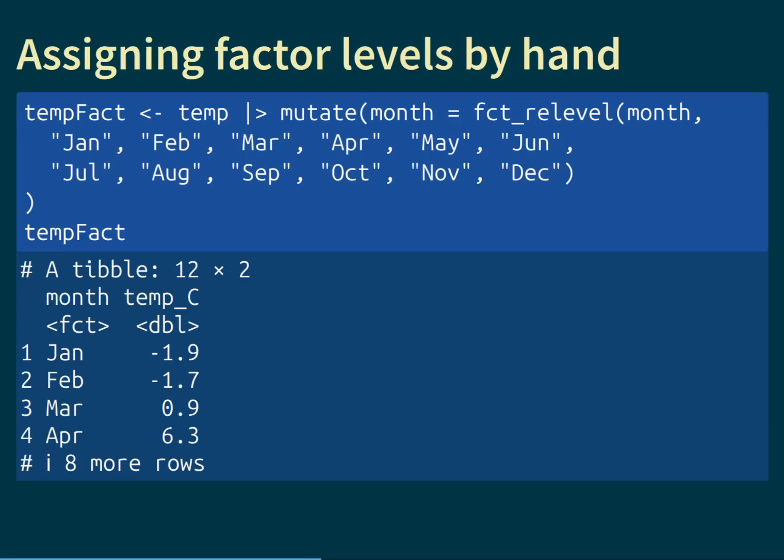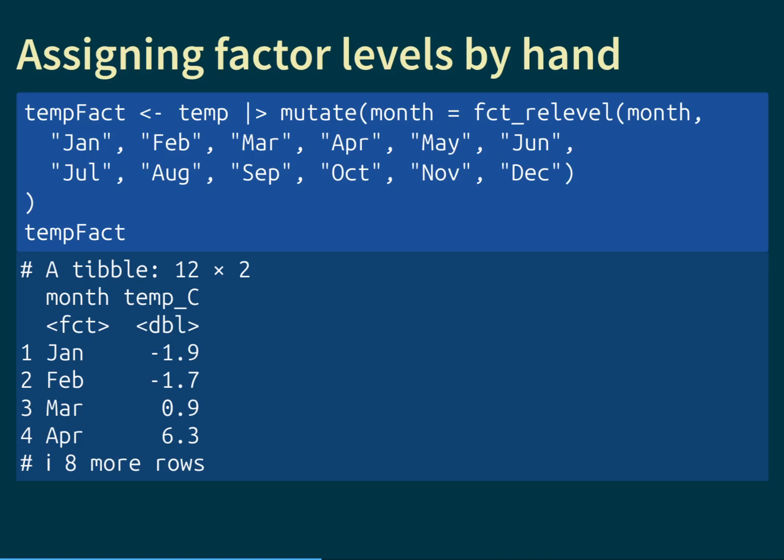In that case, we can still reassign the levels, but we have to do it by hand. Fortunately, there's a convenient function to do that for us. It is called fct_relevel. And what fct_relevel does is it takes a factor or a character string as an input, in this case the months, and then, as you can see, we specify by hand the order of the levels. So January's first, February's second, and so on and so forth up to December.